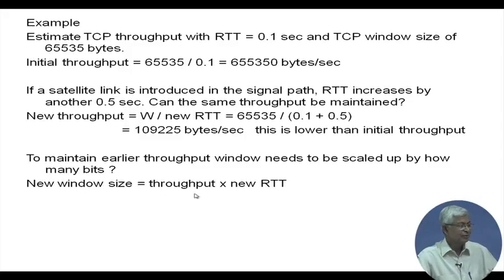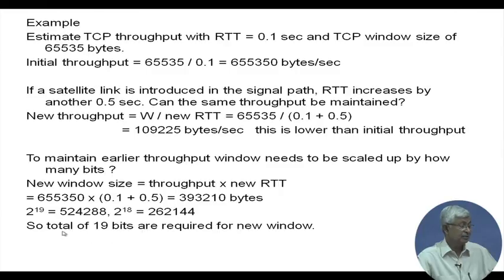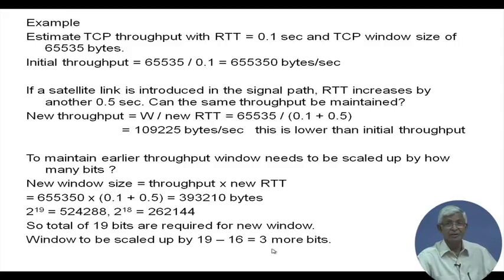The new window size will be throughput times the new RTT, where throughput was 655350 and the new RTT is 0.6 now. So, the window size will be 393210 bytes. So, 2 to the power how many represents this? 2 to the power 19 is 524288 and 2 to the power 18 is 262144. 2 to the power 18 will be smaller than this. So, 19 bits are required, and normally the window is 16 bits. So, 3 more bits are required. So, window scaling has to be by 3 more bits. So, this is how it could be quickly calculated.